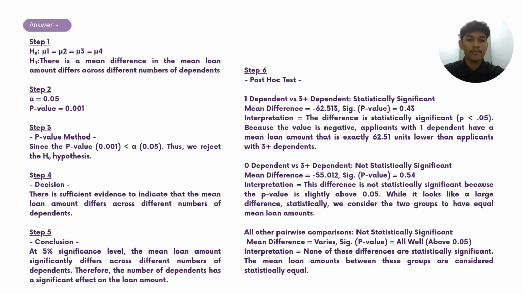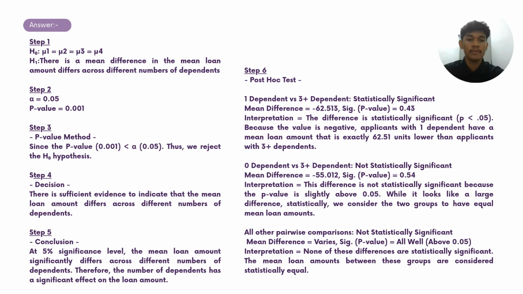According to the table before, the Games-Howell post hoc test shows that only one comparison is statistically significant, which is between applicants with one dependent and those with three or more dependents. The mean difference is negative 62.513. It shows that applicants with one dependent receive on average about 62.5 units lower loan amount than applicants with three or more dependents. All the other comparisons have p-values greater than 0.05, so there is no statistically significant difference between those groups.